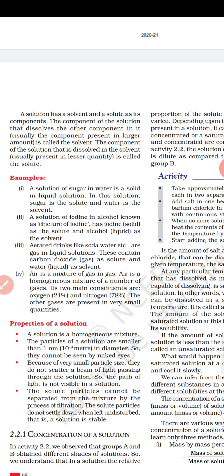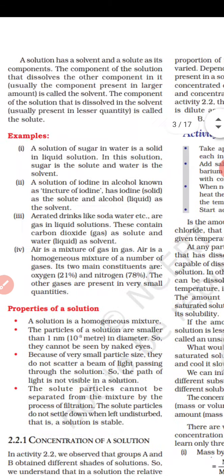A solution of iodine and alcohol is known as tincture of iodine. Sometimes this question is asked: what is tincture of iodine? Tincture of iodine actually is a solution of iodine and alcohol, in which iodine is a solid, which acts as a solute, and alcohol as a solvent. Aerated drinks like soda water etc. are gas in liquid solutions. These contain carbon dioxide as solute and water as solvent.